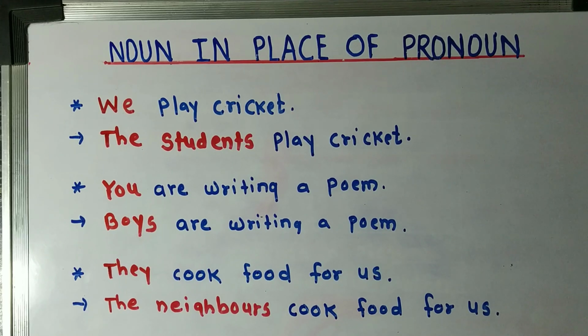Next example. They cook food for us. In this example also, word they is to be removed because it is a pronoun and it is a plural pronoun, and therefore in place of this plural pronoun we have to bring plural noun. So they is to be removed and in the place of they we have to put plural noun, that is the neighbors. They cook food for us. This sentence would be, after removing pronoun, the neighbors cook food for us.